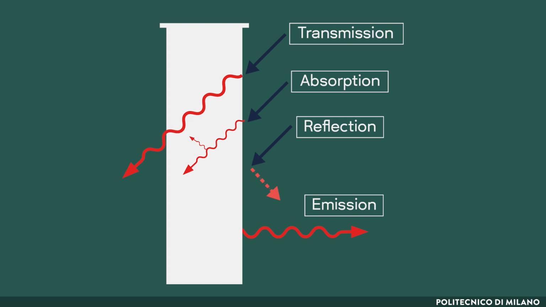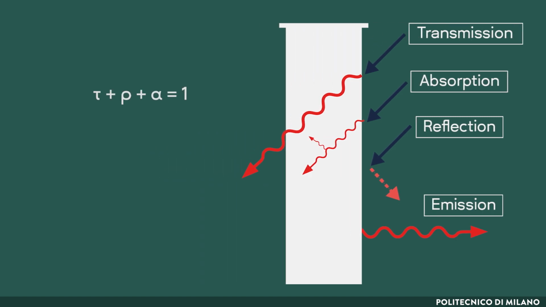It always has this relationship, where tau, rho, and alpha are respectively the transmission, reflection, and absorption coefficients. For most of the materials commonly used in construction, the emission is equal to absorption.